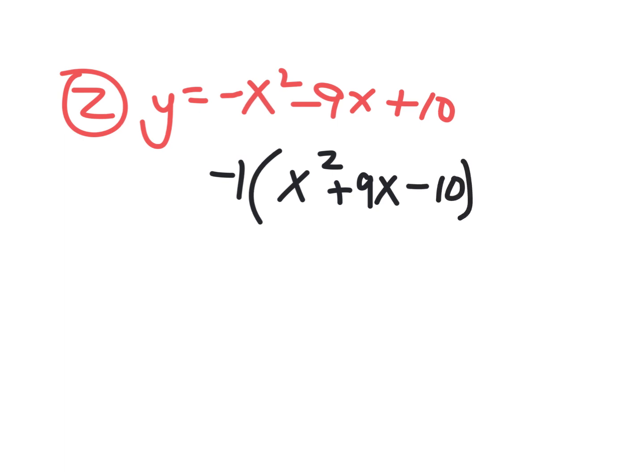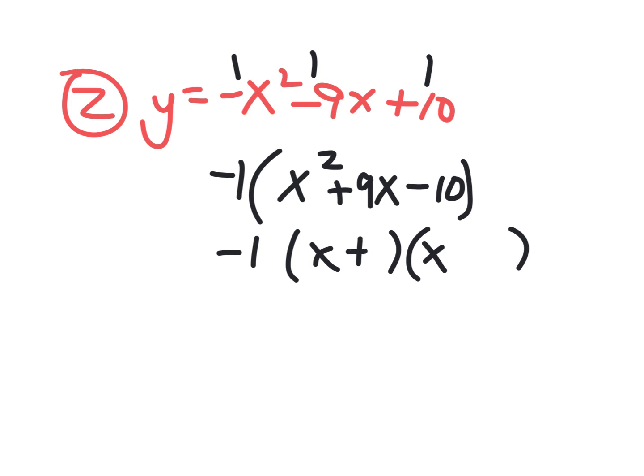Double checking myself. Did all of these change signs after I factored out the negative? I think I did it right, didn't I? Yep. Then it should factor again: x plus 10 and x minus 1. And always check it, because this is where people mess up, the outside and the inside. That's 10x minus 1x makes 9x. Yay, I did it right.